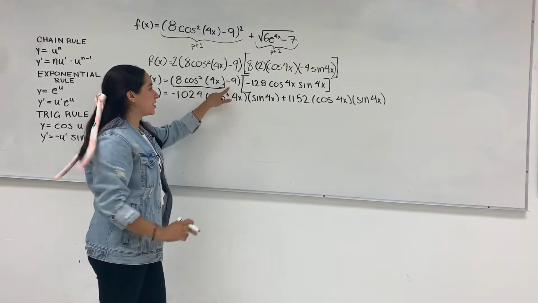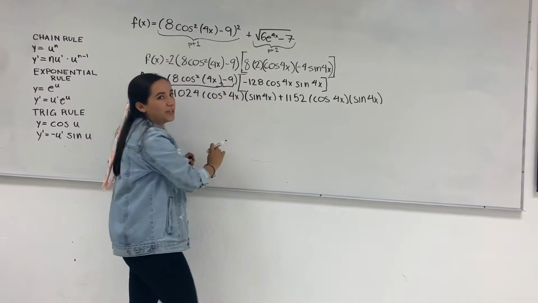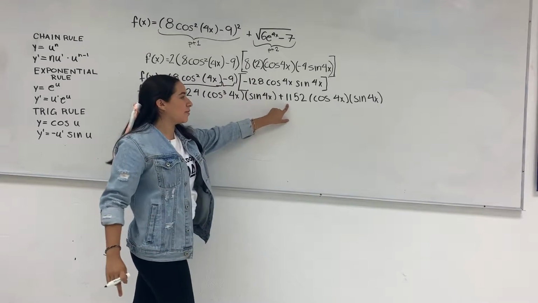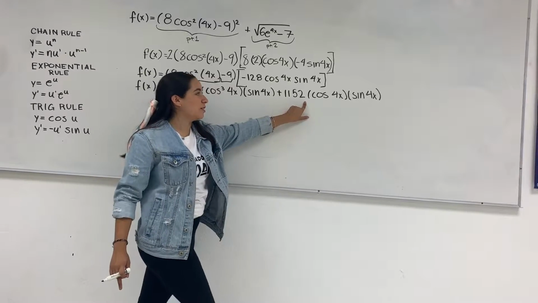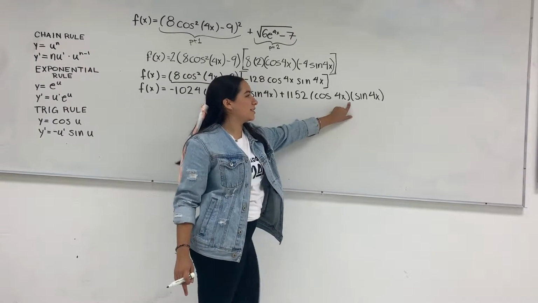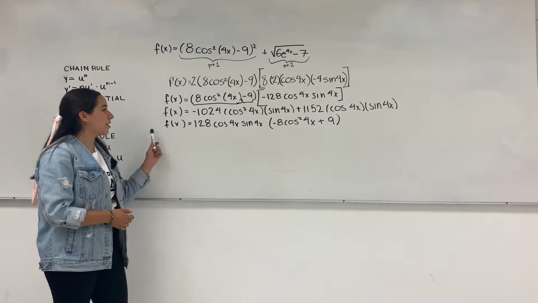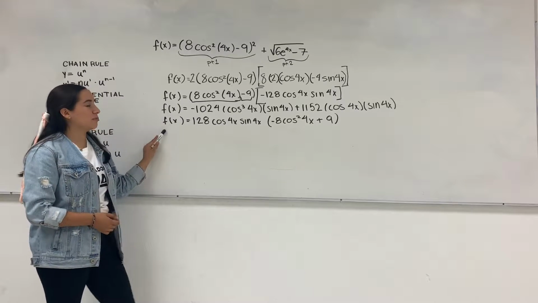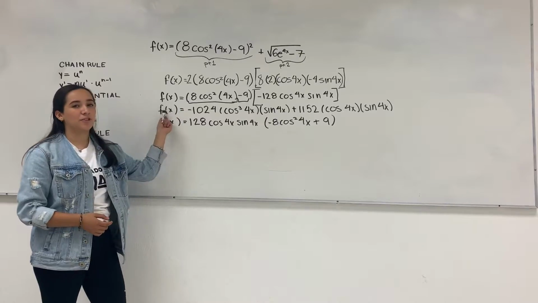Then you take your second number, which is -9, and repeat the same. So you're going to multiply this by all this, and it gives you positive 1152 cosine 4x sine 4x. As a last step, you can simplify it or leave it like this, but if you simplify it, it will give you what you initially had.